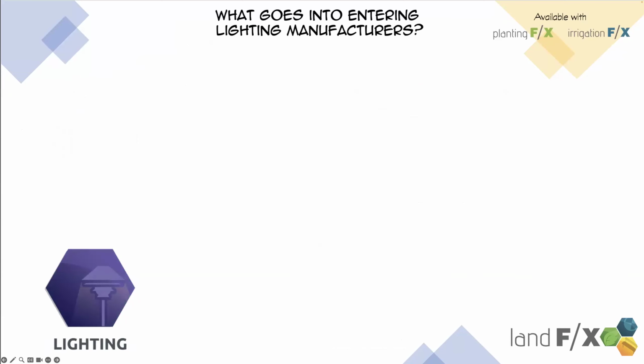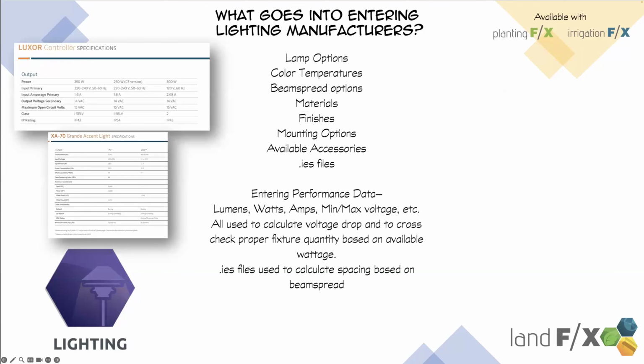Next up is lighting. With lighting, very similar calculations are done based on data provided by our manufacturer connection partners. Data such as lamp options, color options, beam spread options, again tying into those IES files, materials, finishes, mounting options, and even available accessories. Data is used to calculate voltage drop as well as cross-check proper fixture quantity based on available wattage.